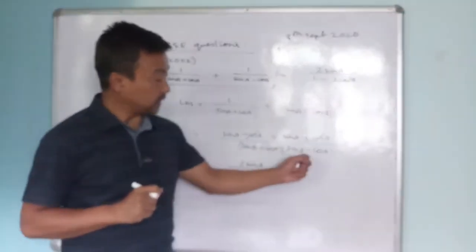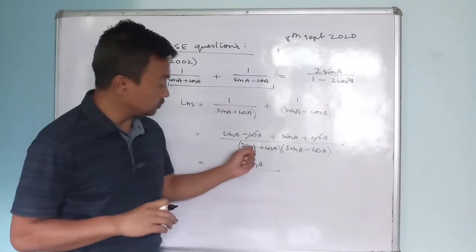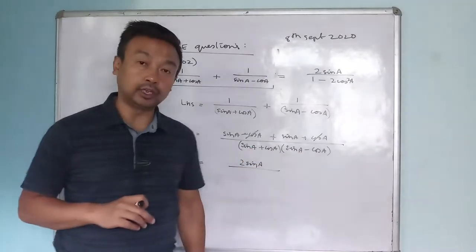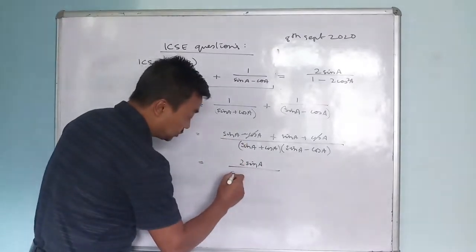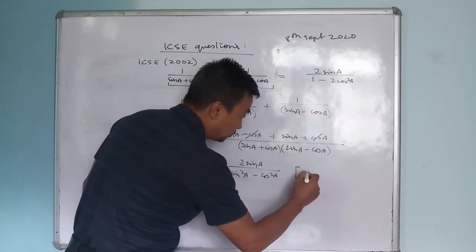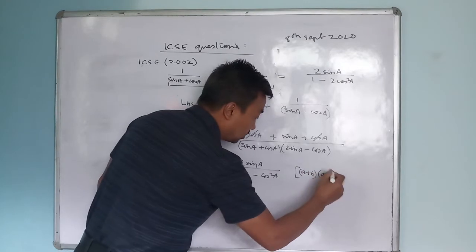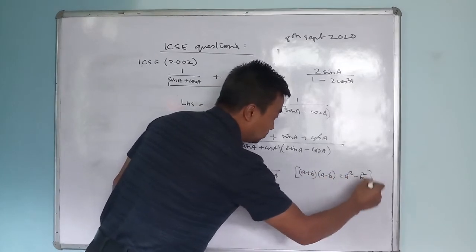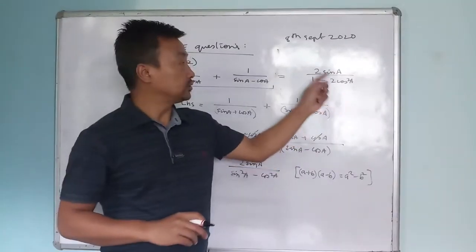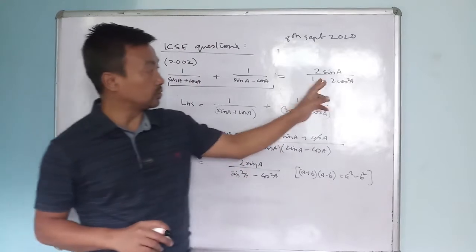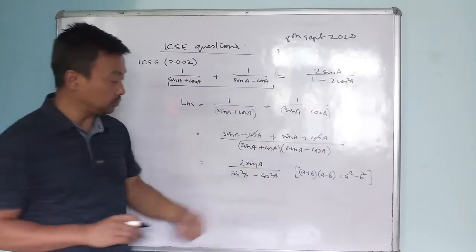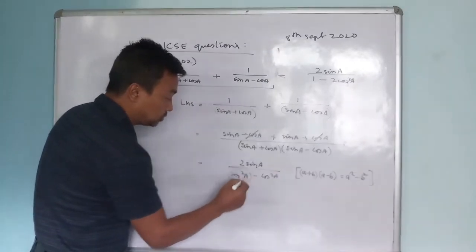Now if you look at the bracket, it reminds you of the algebraic formula A plus B, A minus B, which is A square minus B square. Your A is sine, so we can write sine square A minus cos square A. Here we have used the formula A square minus B square. Now if you look at the right hand side, 2 sine A we have got. Here only cos square A is there. So we have to get rid of sine square A. So this has to be replaced.